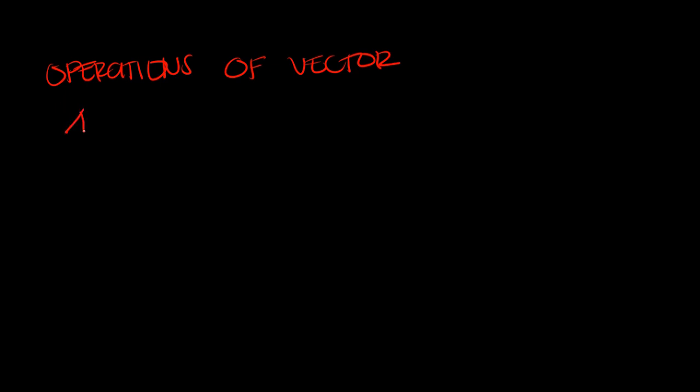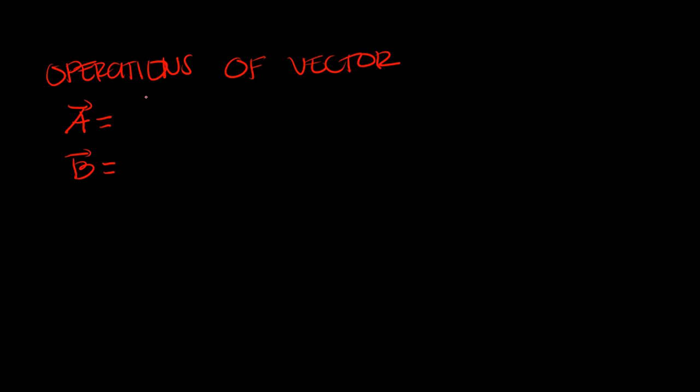Hello everyone. For this moment, let's talk about operations of vectors. So when we talked about vectors in the previous topic, we have known that a vector has its own identity. They have an arrow on top, which means that they are vectors.